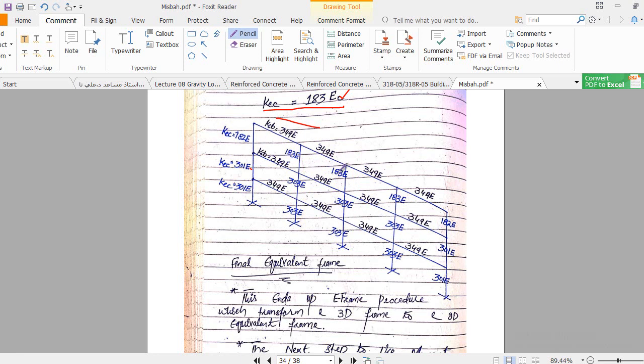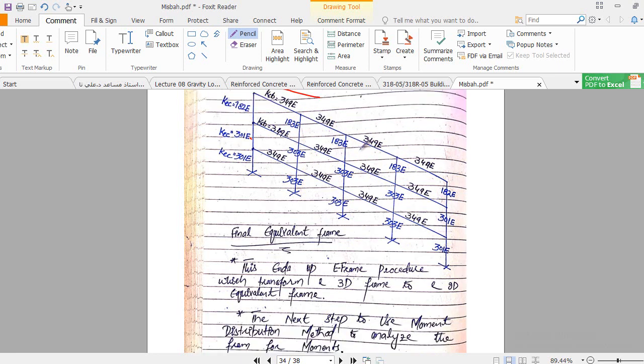That procedure is wrong if somebody extracts any 3D frame and models that frame in SAFE or ETABS without doing this calculation. This is the procedure. Now in ETABS or SAFE, you have to assign these stiffnesses to your structure, and that will be your actual model. This is the way of transformation of a 3D frame to a 2D frame.